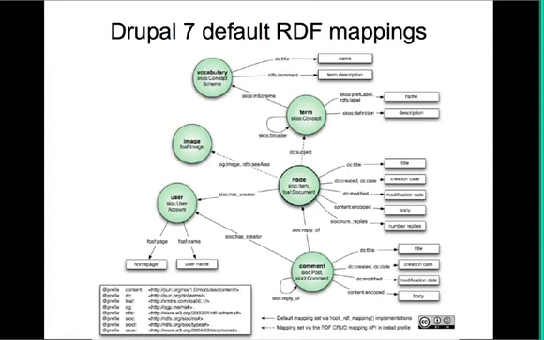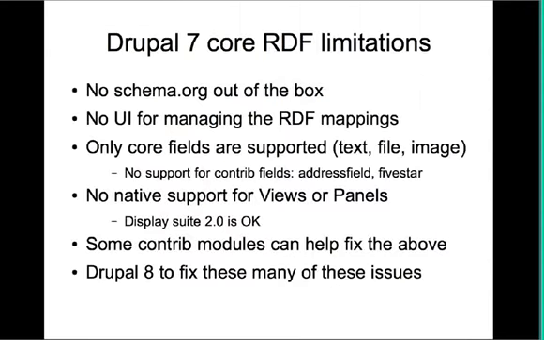Now the core itself has some limitations that are good to know. Because we released Drupal 7 6 months before schema.org was released, we don't have any schema.org mappings out of the box, although this is planned to be fixed for Drupal 8. There's also no UI for setting the mappings in core, although there are some in contrib. And only the core fields are supported out of the box.